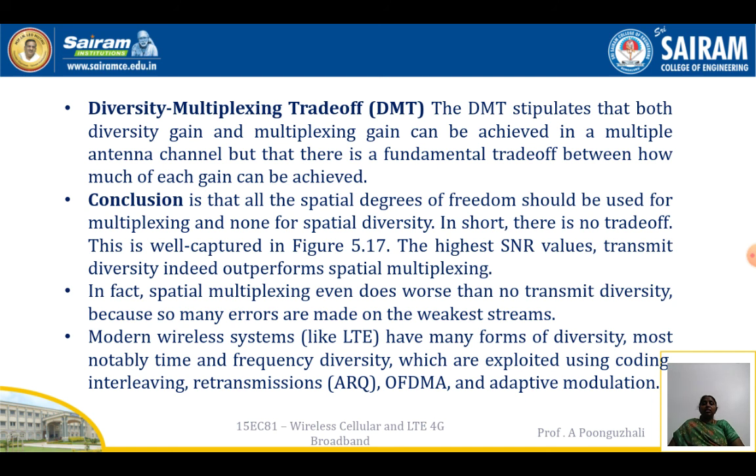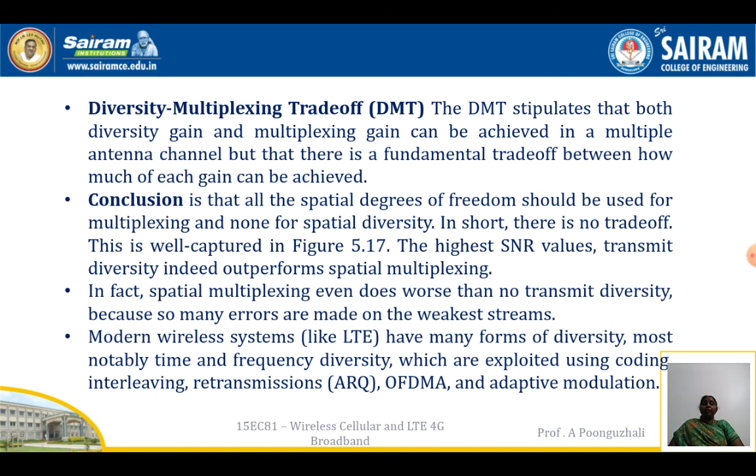At higher signal to noise ratio values, transmit diversity is going to outperform spatial multiplexing. Even if spatial multiplexing does worse, it is not worse than no transmit diversity, because in spatial multiplexing many errors are made on the weakest stream. If the signal is weak, then many errors are going to occur in spatial multiplexing.